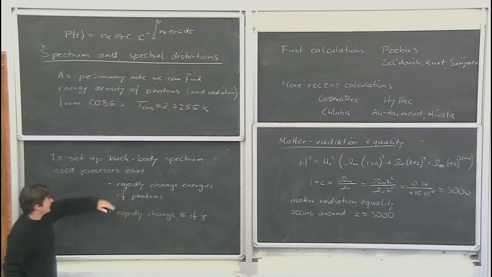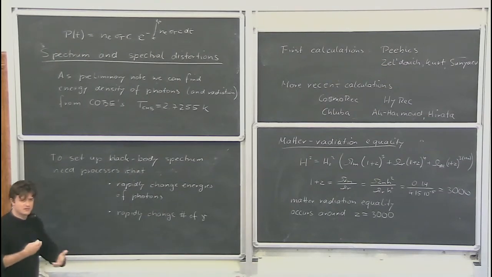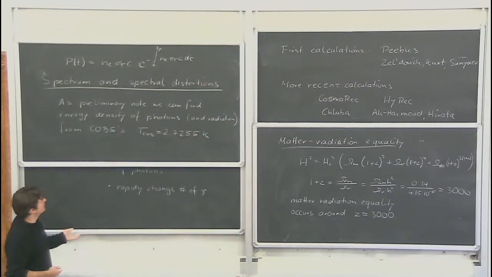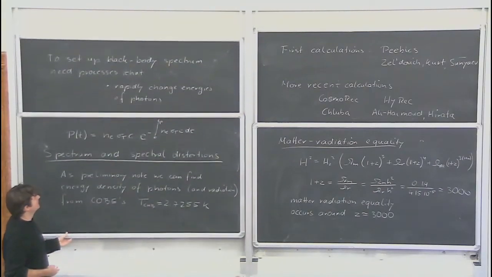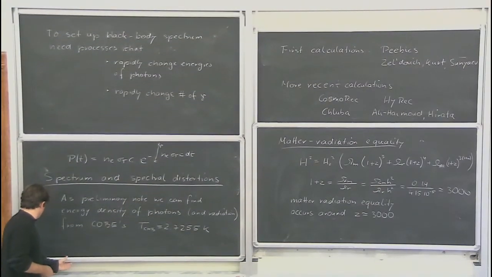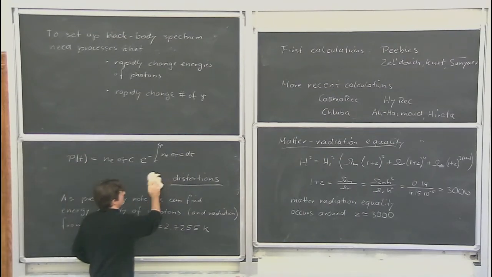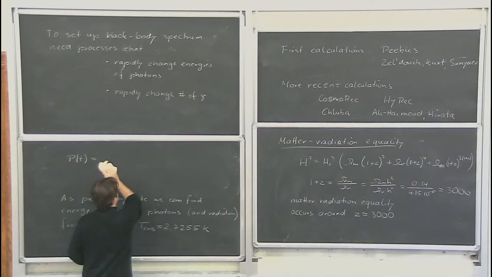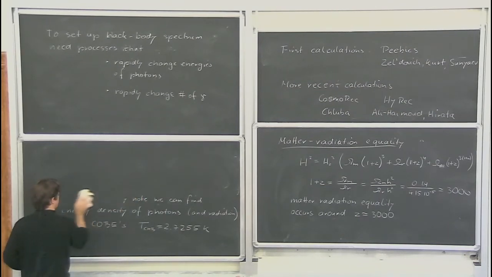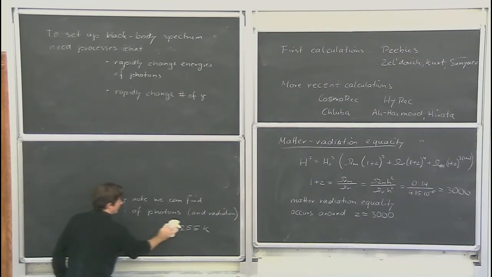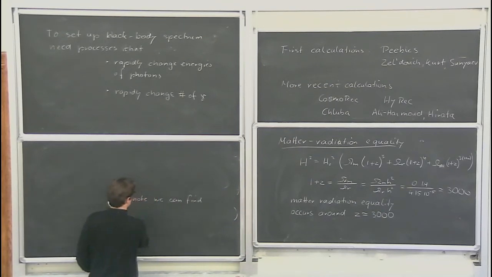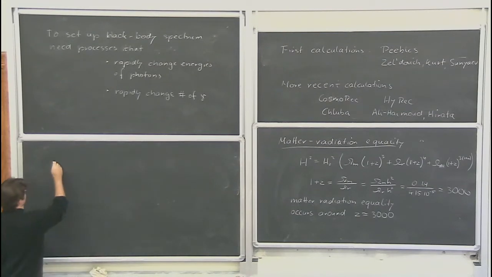And you might think that you're efficiently or rapidly changing the energies of photons as long as the photons are rapidly scattering with the electrons. But that doesn't turn out to be quite true. So let's see how that works. So if you look at the scattering, here we're looking at Compton scattering between electrons and photons. And then the photons, we know from their distribution, have typical energies and momenta of order the temperature.